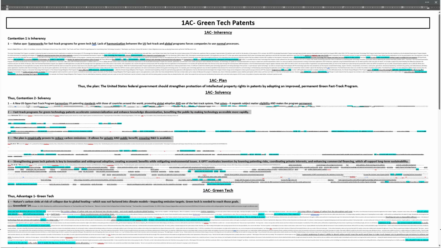first one says that their program harmonizes patenting standards. So it's like, we make it to where the patent standards are the same, and that's good. This one says that they fast-track green technology patents. This one says that strengthening patents is key to innovation. And so they have some cards that explain why the plan is generally good, even though they don't identify any particular harms independent of the advantage, and explain how the plan functions to solve.